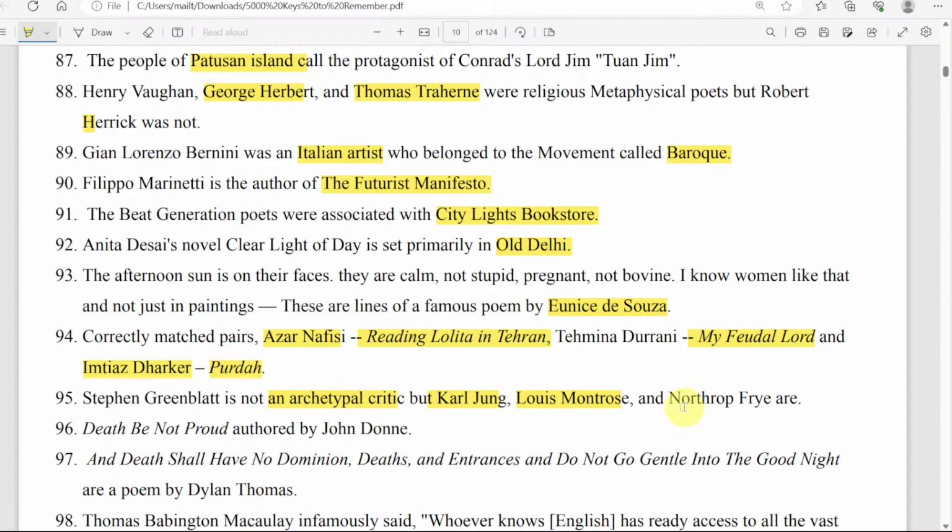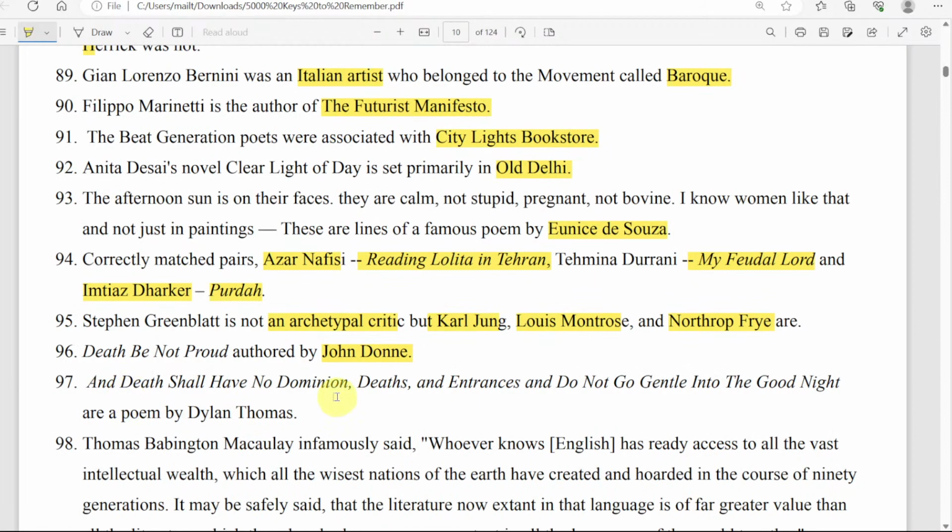Death Be Not Proud, authored by John Donne. And Death Shall Have No Dominion, Death's an Entrance, and Do Not Go Gentle into That Good Night, are these poems by Dylan Thomas.